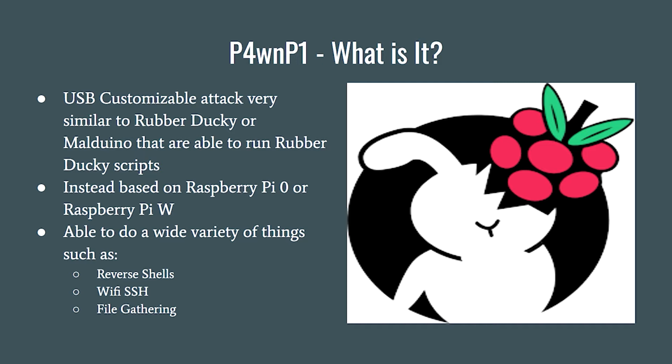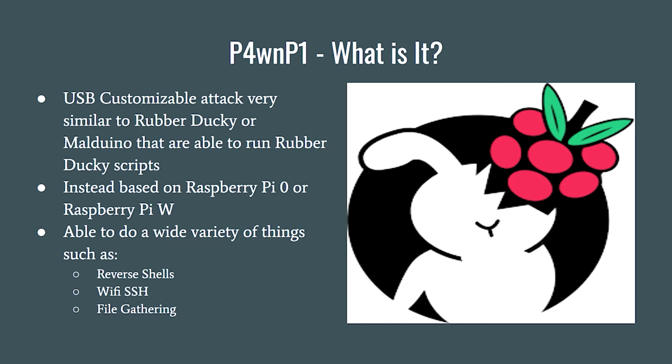So I'm just going to start off the presentation with a bit of general information on exactly how you can create a backdoor with a Raspberry Pi. Essentially, how you do that is by using a utility called P4wnP1. It's essentially a USB customizable attack, very similar to a Rubber Ducky or an Arduino that is able to run Rubber Ducky scripts. The only difference is that it's based on a Raspberry Pi Zero, or Raspberry Pi W if you do want to have the Wi-Fi capabilities with it.